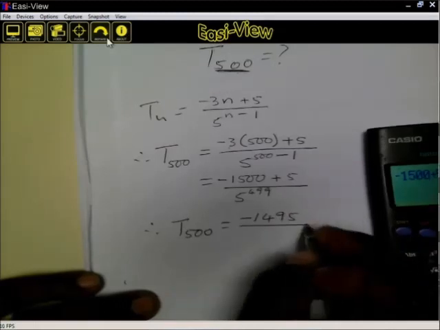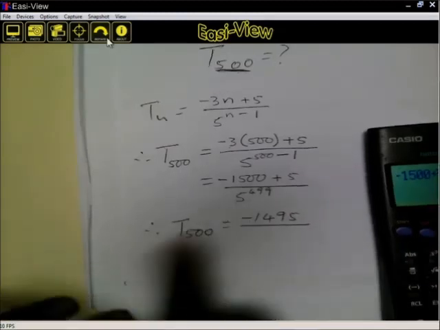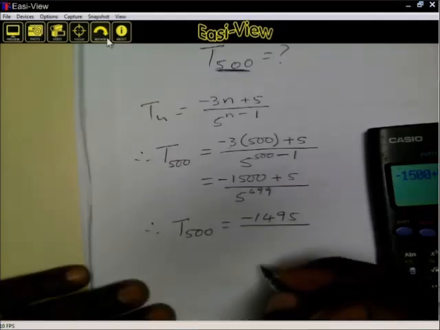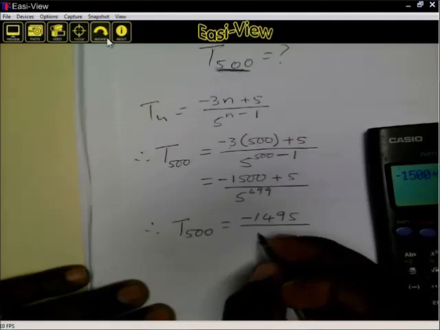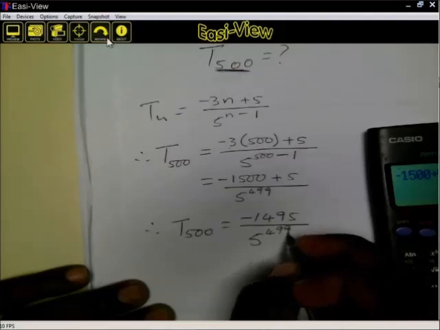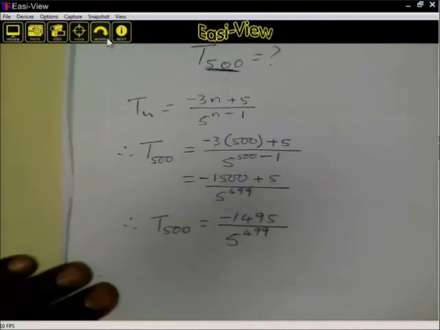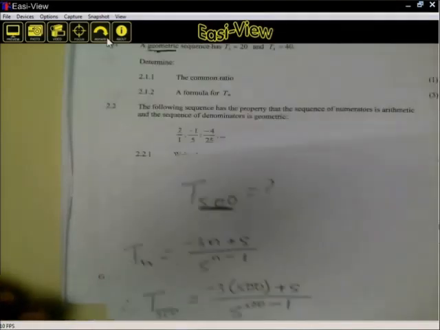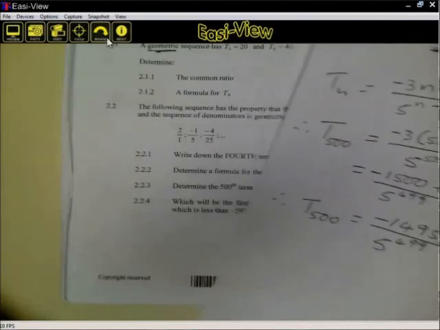1,495 all over. Seeing that 499 as an exponent is a huge number, we are going to leave our denominator as is, and we are going to have this as 5 to power 499. So our term number 500 is equal to negative 1,495 over 5 to power 499. So that is how we find term number 500.